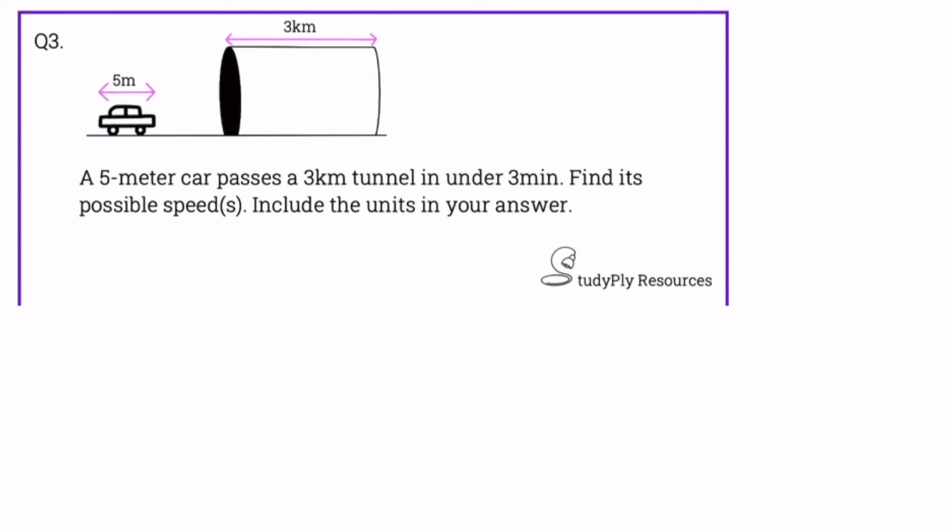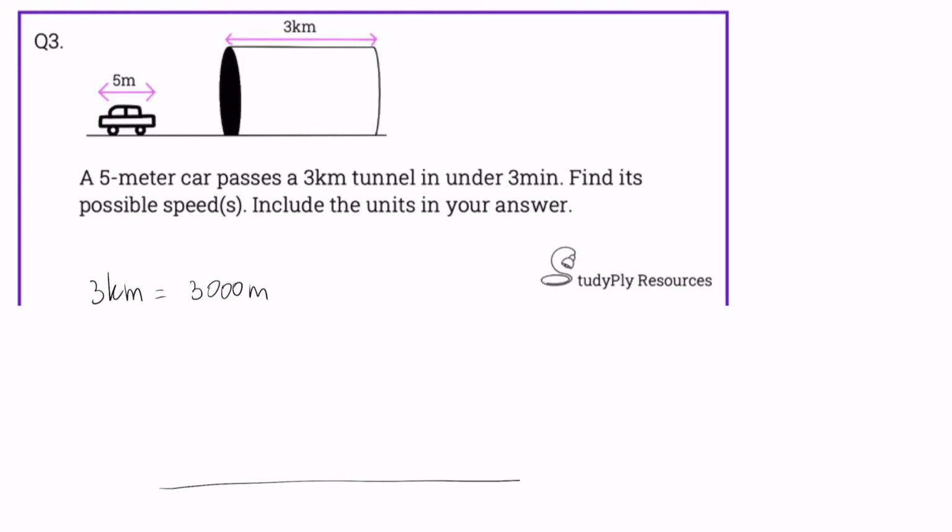So let's pick this question apart. We've got firstly a car and a tunnel. Now before we begin describing how this question works, let's first convert our units to make them the same. So I'd like to convert my kilometers into meters. Obviously 1 kilometer is 1,000 meters, therefore 3 kilometers is 3,000 meters. Okay, great.